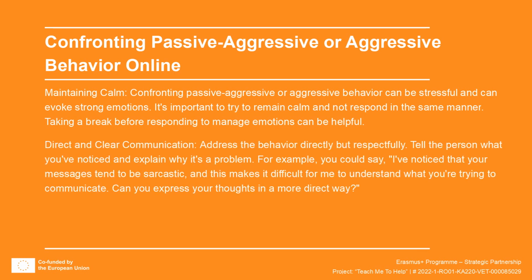Direct and clear communication. Address the behavior directly but respectfully. Tell the person what you've noticed and explain why it's a problem. For example, you could say, "I've noticed that your messages tend to be sarcastic, and this makes it difficult for me to understand what you're trying to communicate. Can you express your thoughts in a more direct way?"